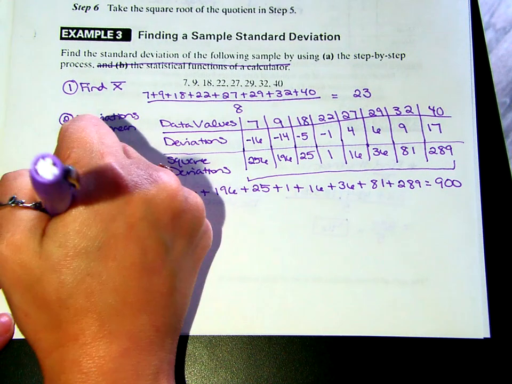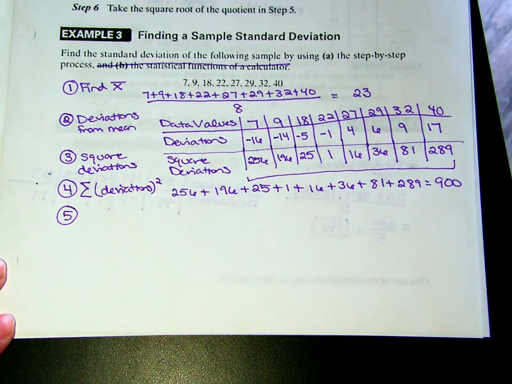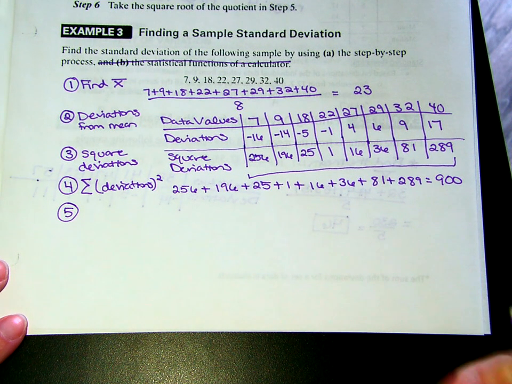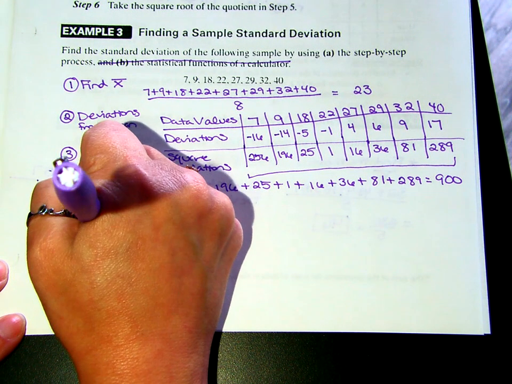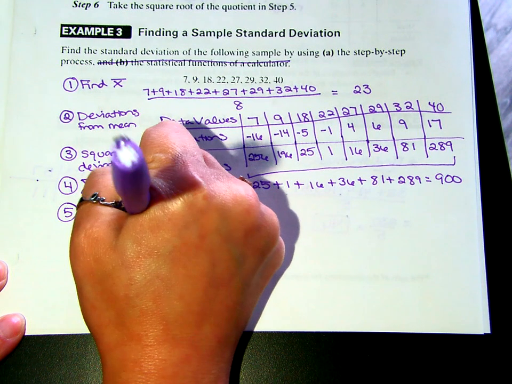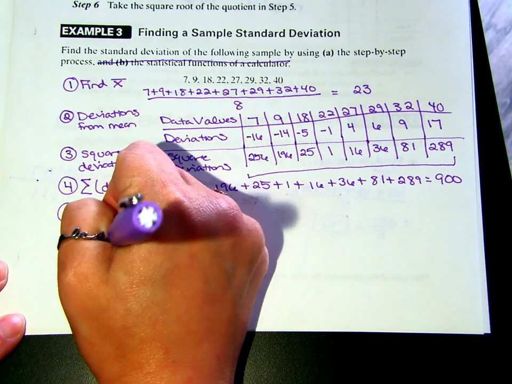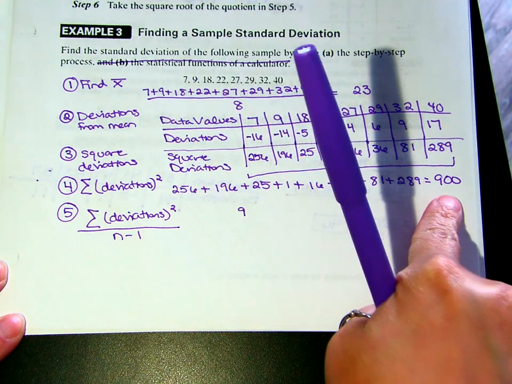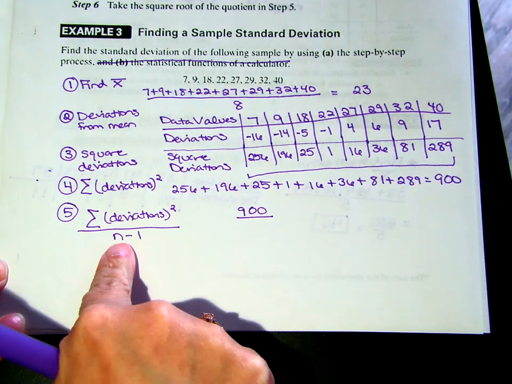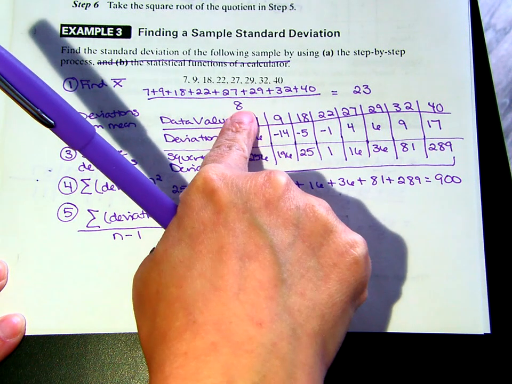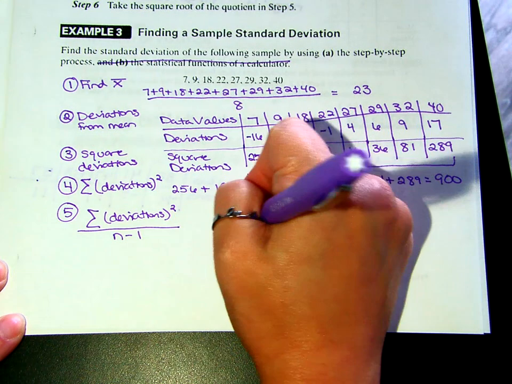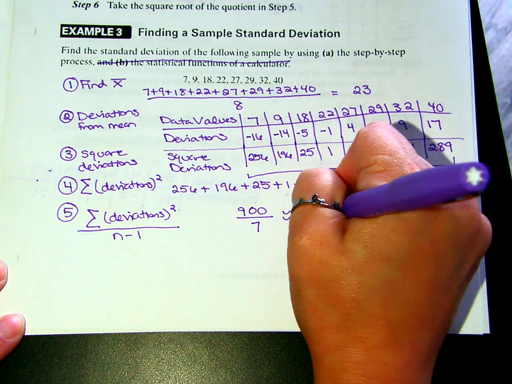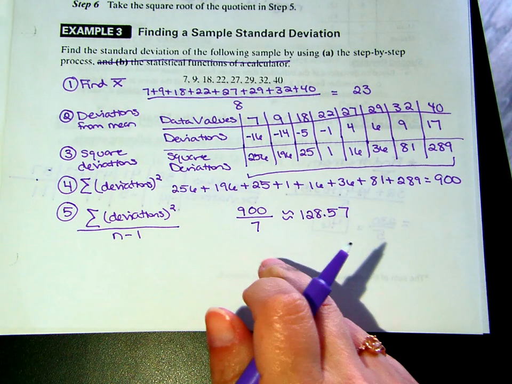Now, step 5 and step 6, I honestly would probably do all together, but I'm going to show it to you broken up, and then I'm going to tell you why I would do it all together. So step 5 is where you take that sum of your deviations that you squared, and you're going to divide it by the n minus 1. So the sum of the deviations squared, that's what we just did on step 4. That's 900. N minus 1, well, there is 8 elements or 8 data points in our set. So n minus 1 is 7. When you type that into your calculator, you don't get a nice answer. You get 128.57.